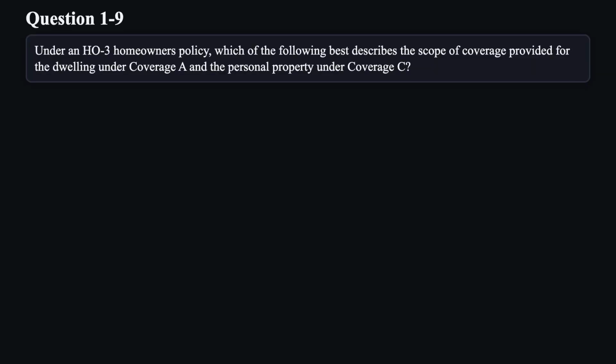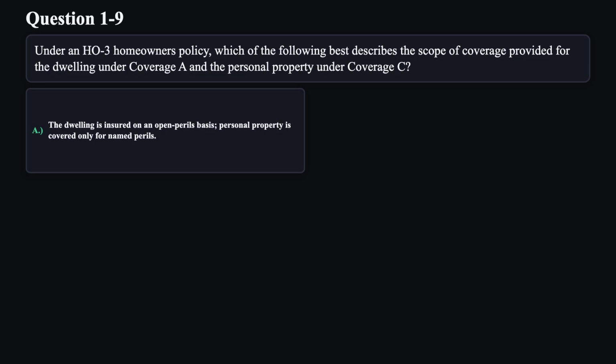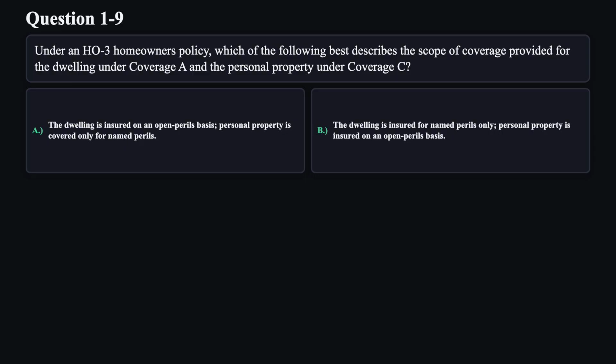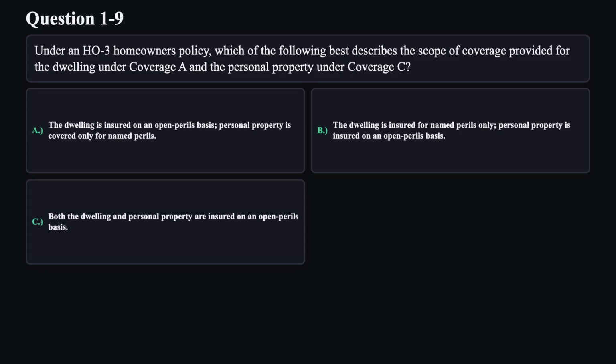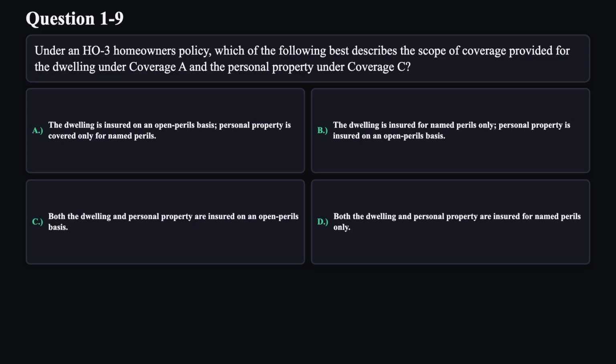Question 9. Under an H03 homeowner's policy, which of the following best describes the scope of coverage provided for the dwelling under coverage A and the personal property under coverage C? A. The dwelling is insured on an open perils basis. Personal property is covered only for named perils. B. The dwelling is insured for named perils only. Personal property is insured on an open perils basis. C. Both the dwelling and personal property are insured on an open perils basis. D. Both the dwelling and personal property are insured for named perils only.